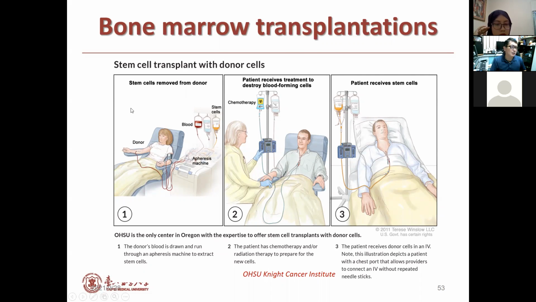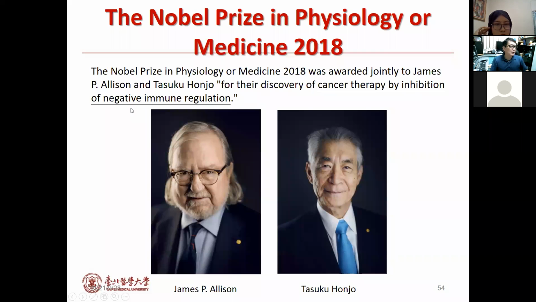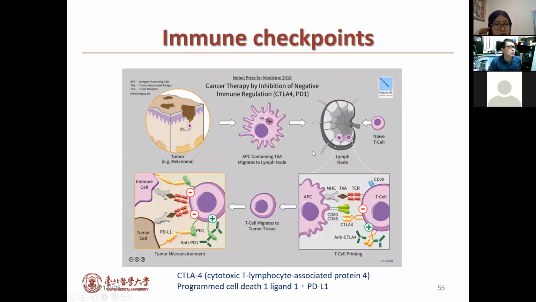Okay, that's immunity. Next one, at the end, a couple of slides: this one is Nobel Prize winners, both shared the Prize in Physiology or Medicine in 2018, because they found something very important, immunotherapy. Those two proteins are immune checkpoints.